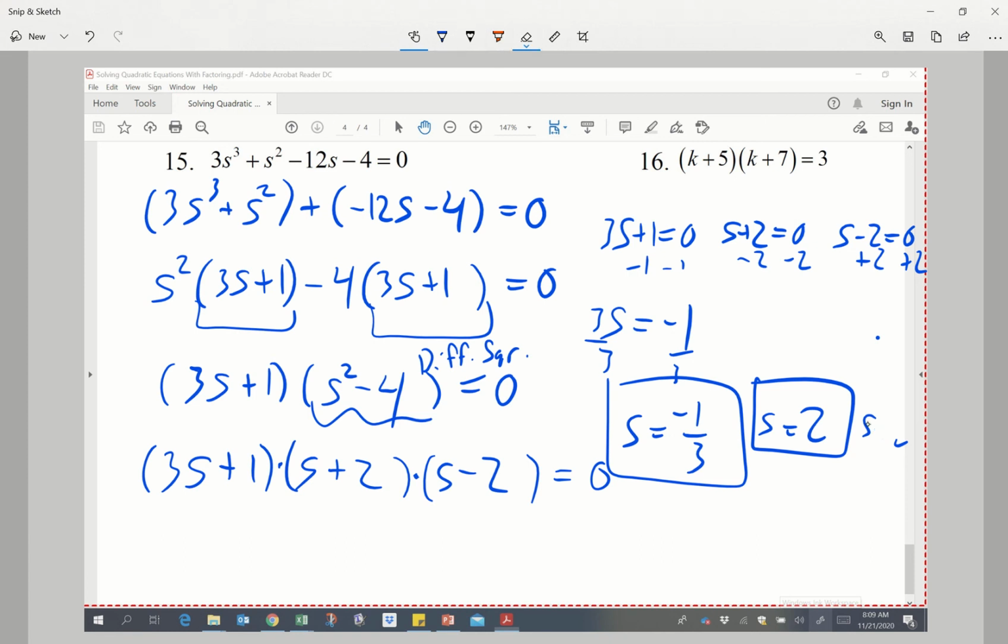And very quickly, I see I dropped the sign here. On that previous one, by the way, it was s minus... I mean s plus 2 equals 0, so it should be minus 2. And then this one will give us s equals plus 2.